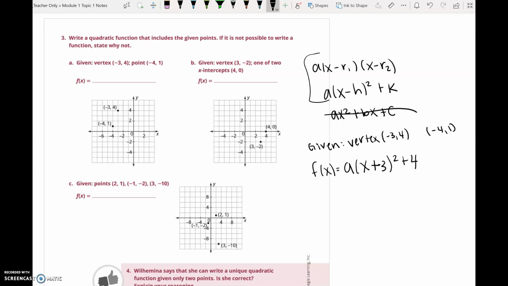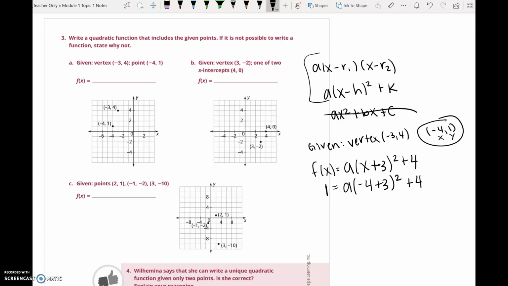And so you're probably looking at this and you're like, what about A? Well, we are given a point. All points are made up of an X and Y. So what I'm going to do is plug in this point and see if I can solve for A. So Y is the output. It's the f of x part. So 1 equals A. I have negative 4 for x. So negative 4 plus 3 squared plus 4.